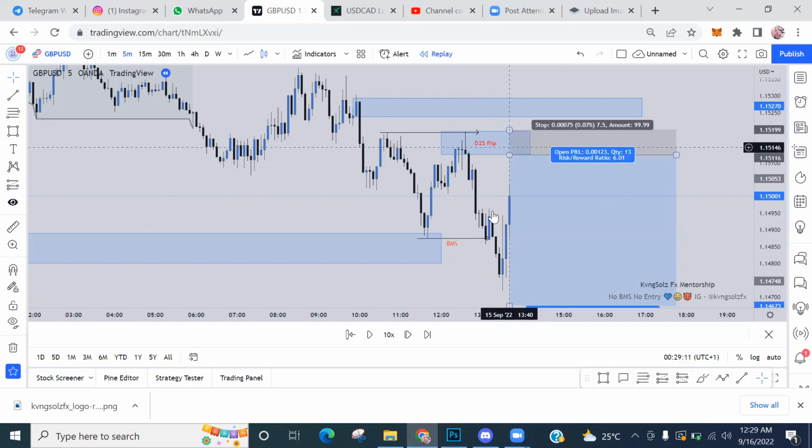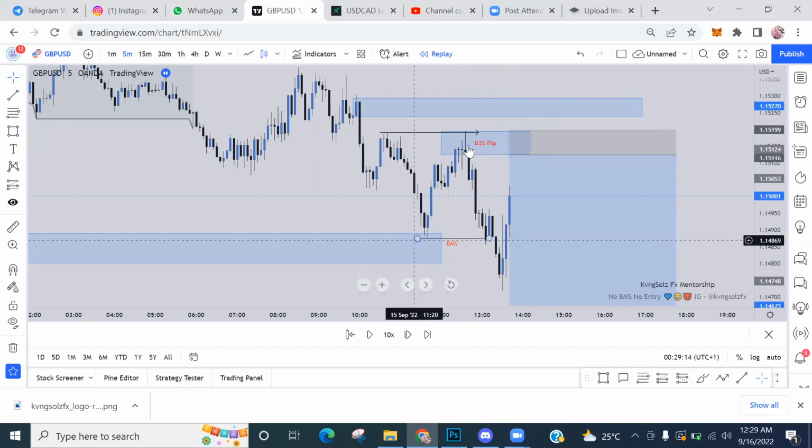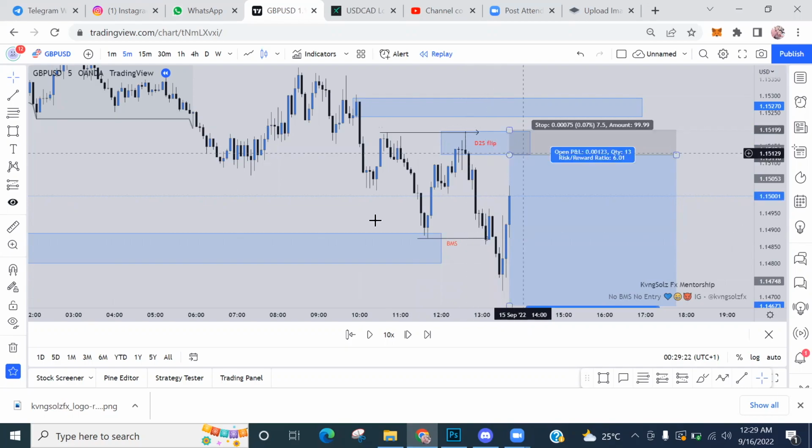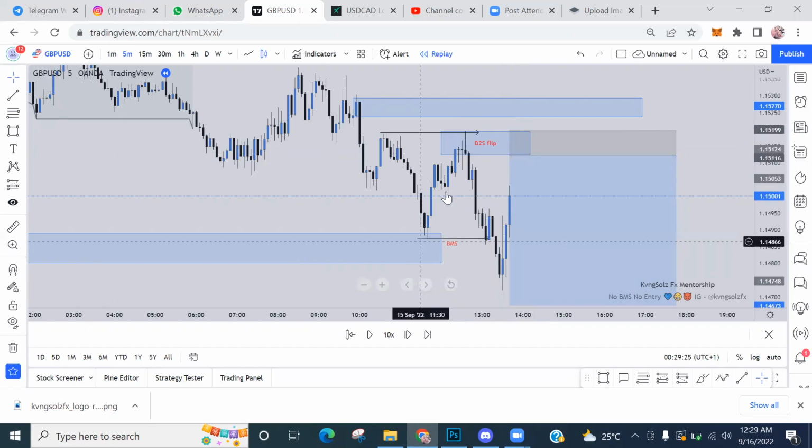Why? Because it did break structure, right? And it's more like the last candle. Yeah, I used the last candle before the push to the downside, right? Yes, but it is a flip for me. So this was the demand to supply flip, demand that became a supply zone, right? And this was the zone I traded off from.